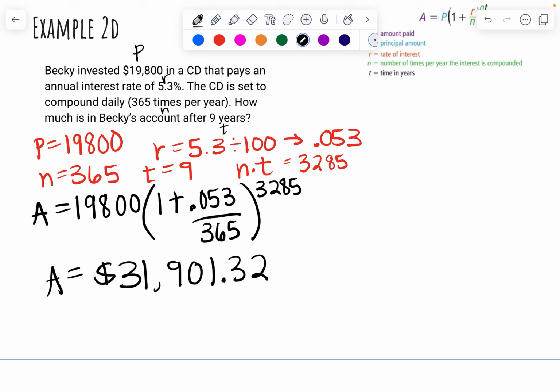Becky didn't do anything. She just invested in this CD. It's not an actual CD that you play. It's called a certificate of deposit. And after 9 years, she has $31,901. So she made a decent amount of money, like $12,000 for doing nothing.